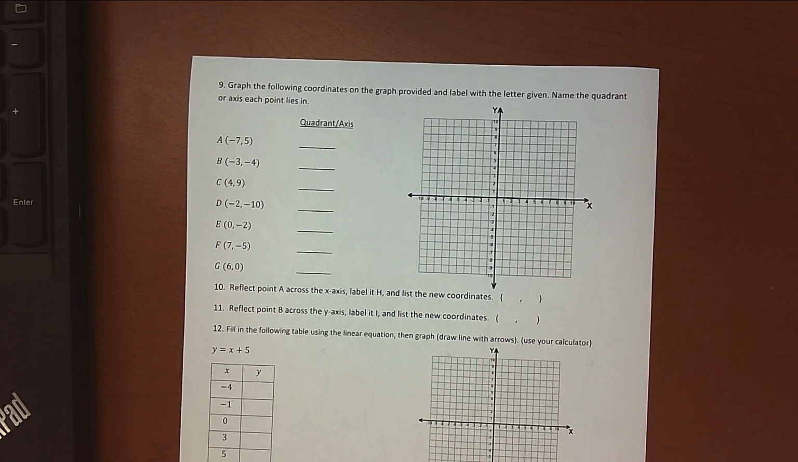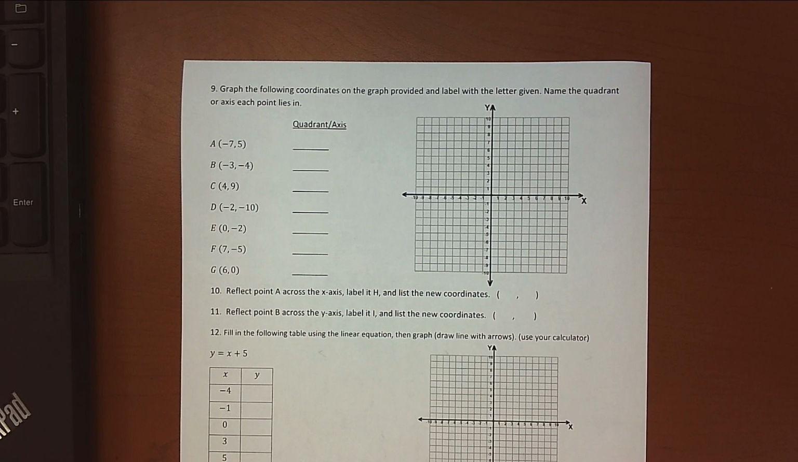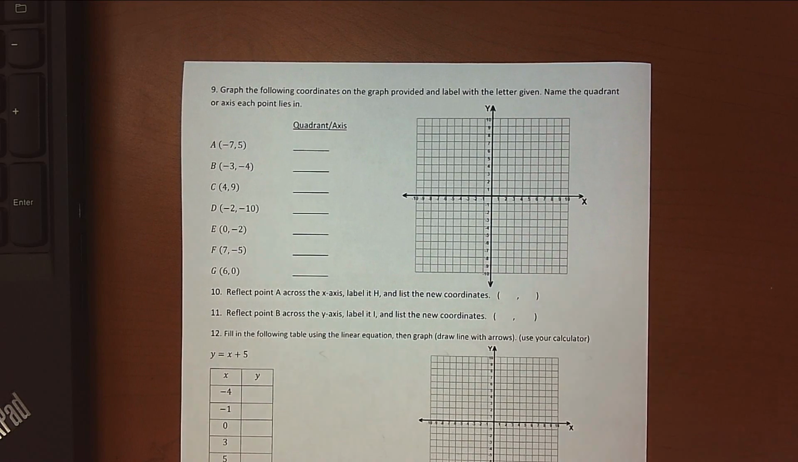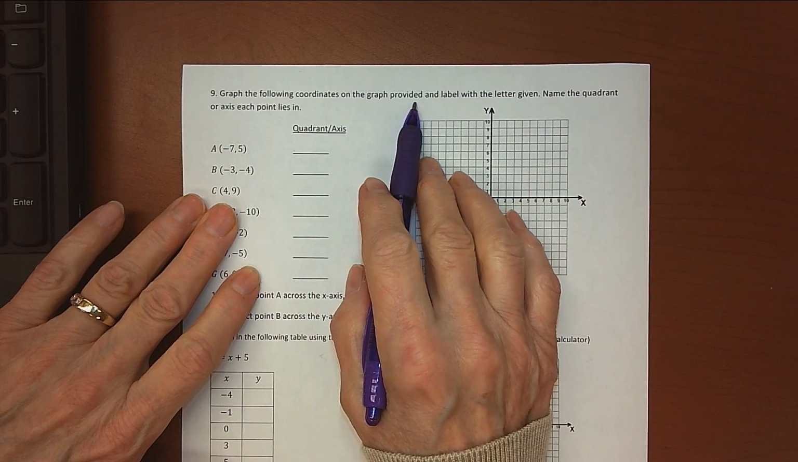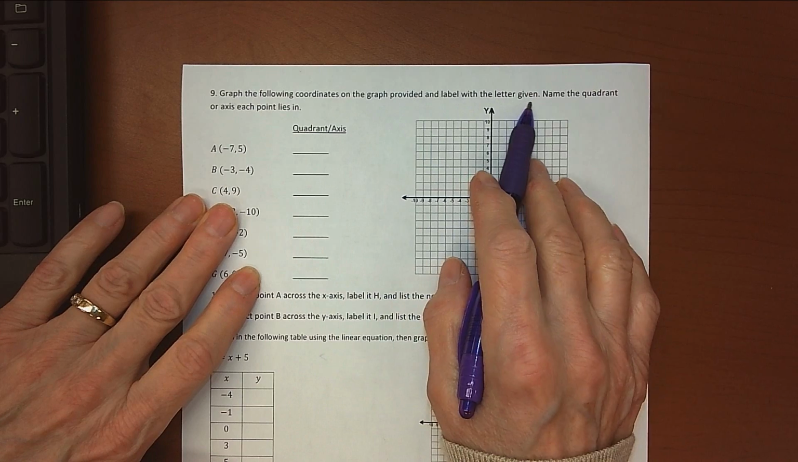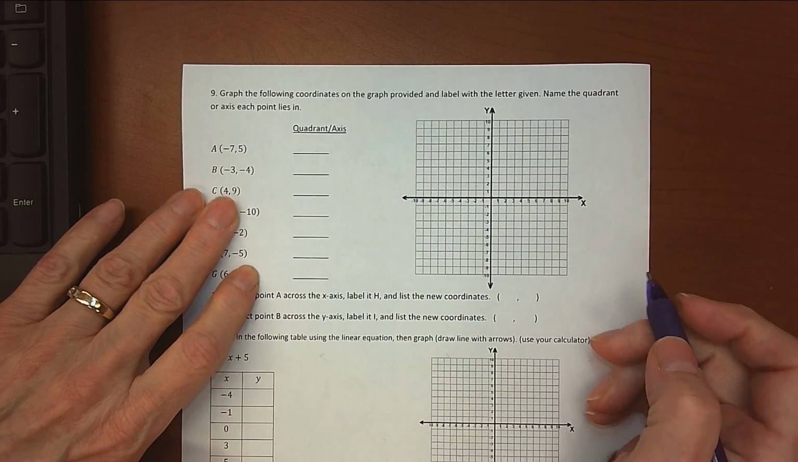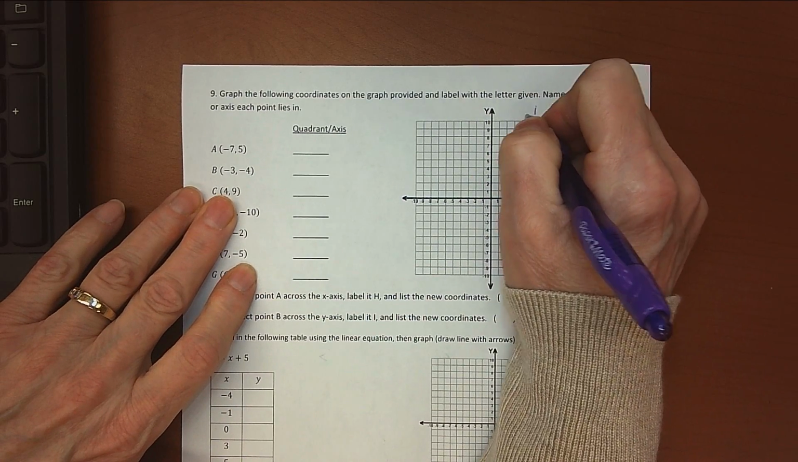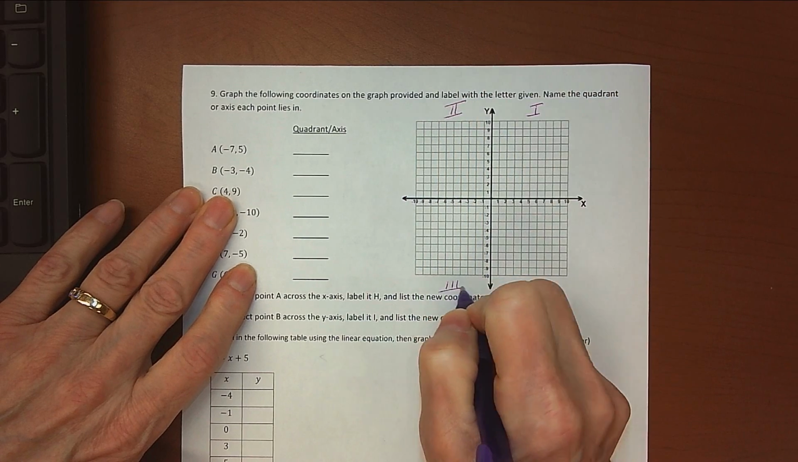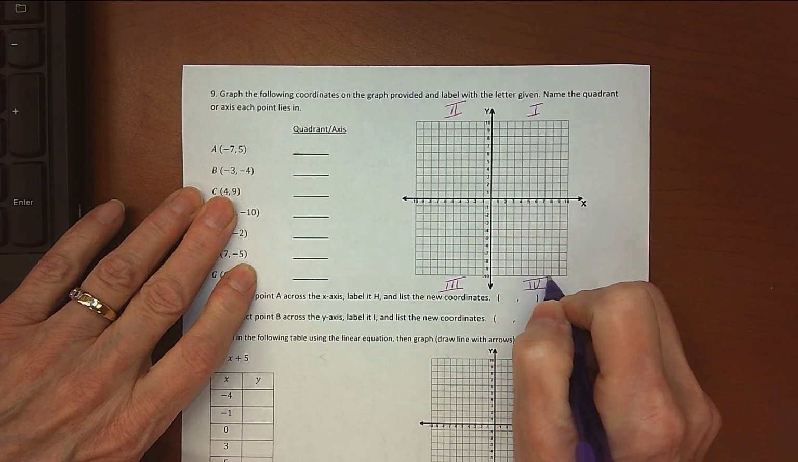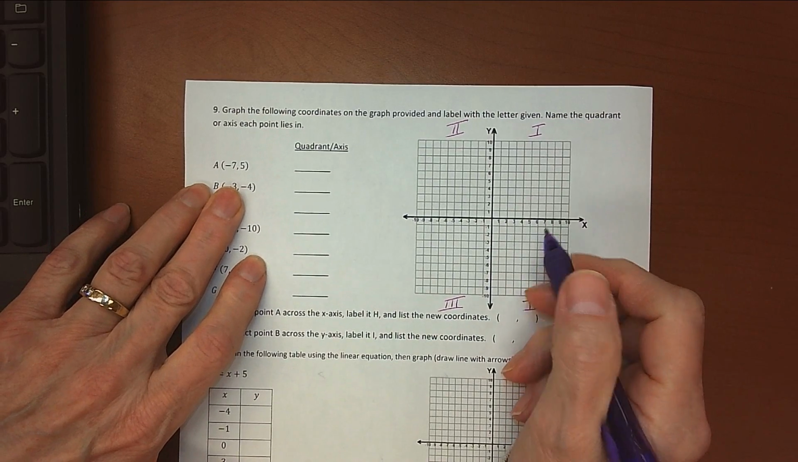Okay, here's the second page, starting with number 9 of the Unit 6 Study Guide Answer Key. The directions say graph the following coordinates on the graph provided and label the letter given. Name the quadrant or axis each point lies on. Just a reminder, this is quadrant 1, quadrant 2, quadrant 3, quadrant 4. All right, -7, 5 for A.